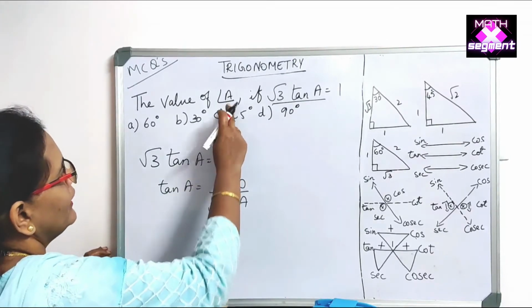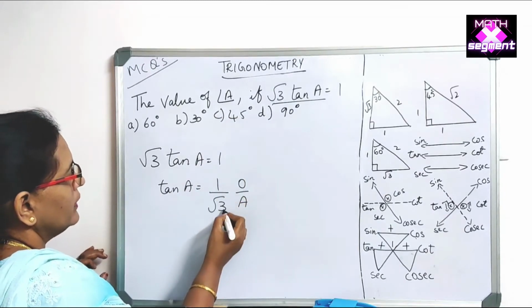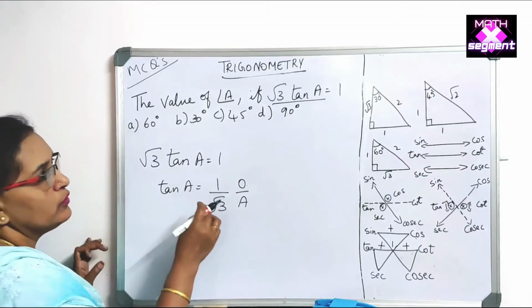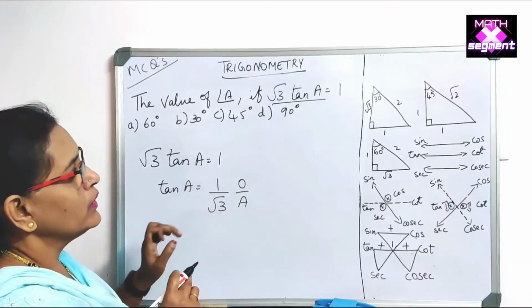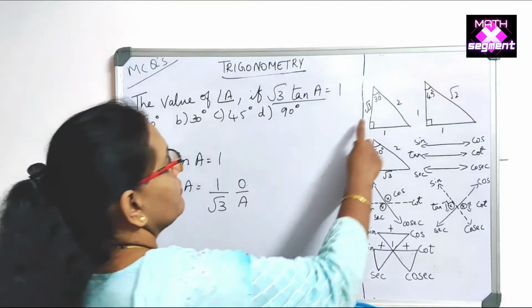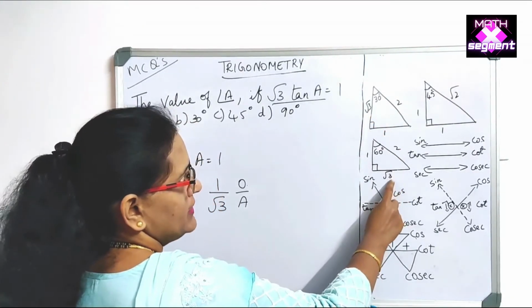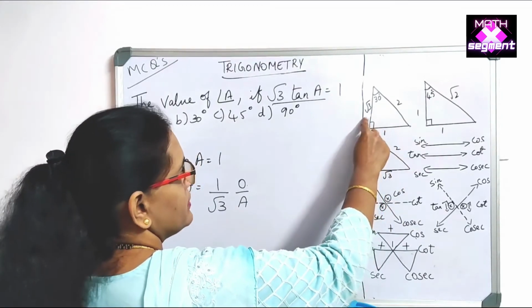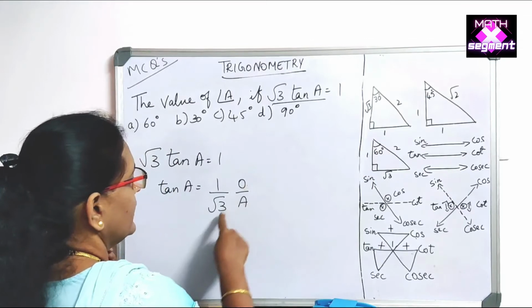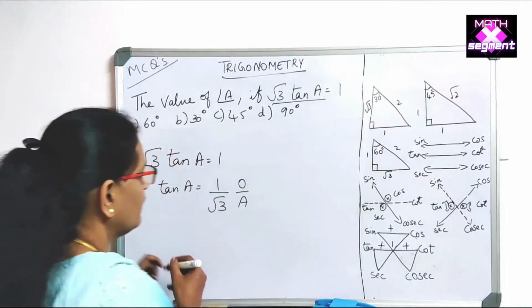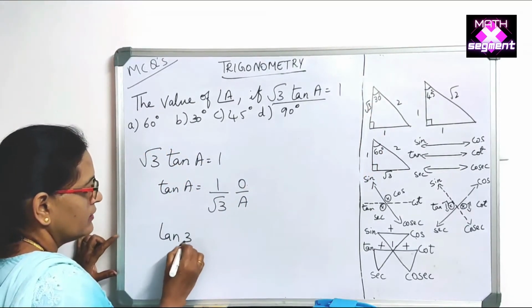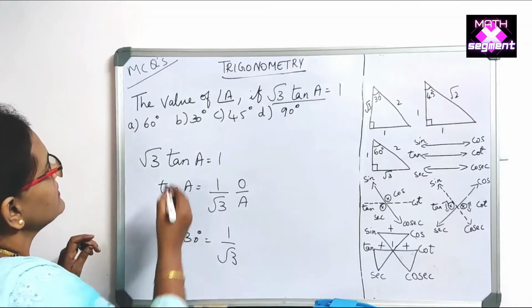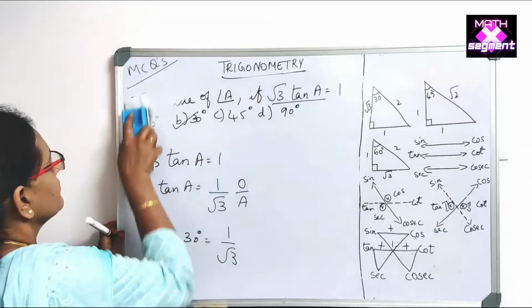Here you have to find out the value of A. So 1 by root 3, this is nothing but opposite by adjacent. So in tan A, what is the degree we have to find out, from which angle you get 1 by root 3. So root 3 comes for 30 degree and for 60 degree. So if 30 degree is here, opposite is 1 and adjacent is root 3. That means we can take tan 30. So tan 30 degree value is 1 by root 3. So option B is the correct answer.